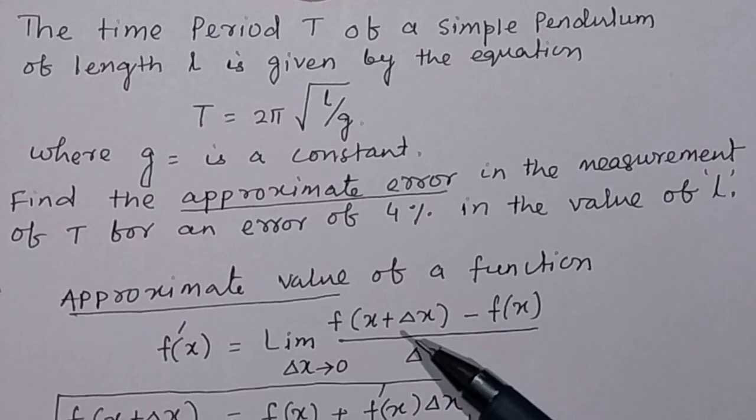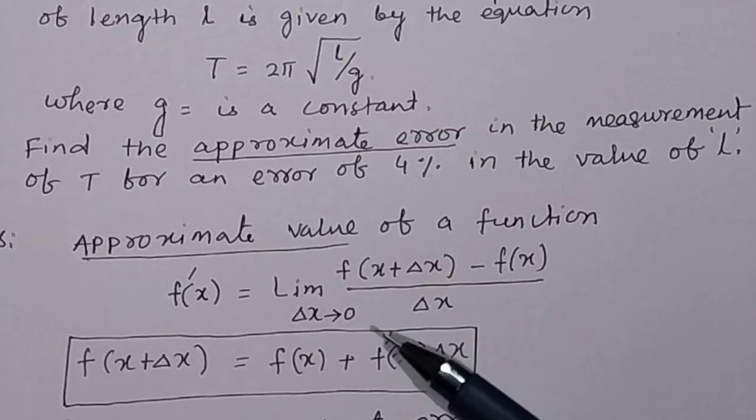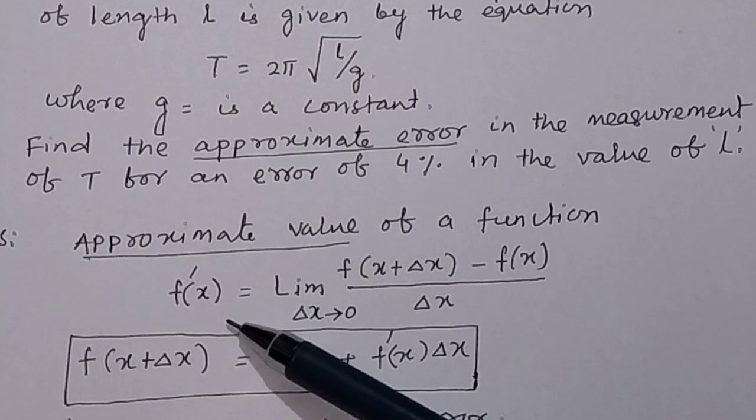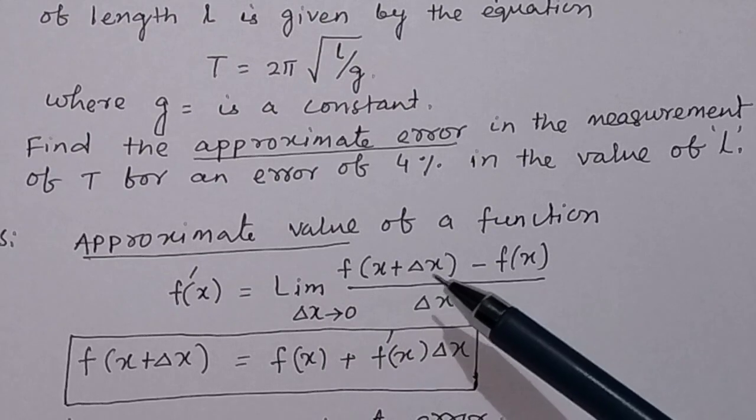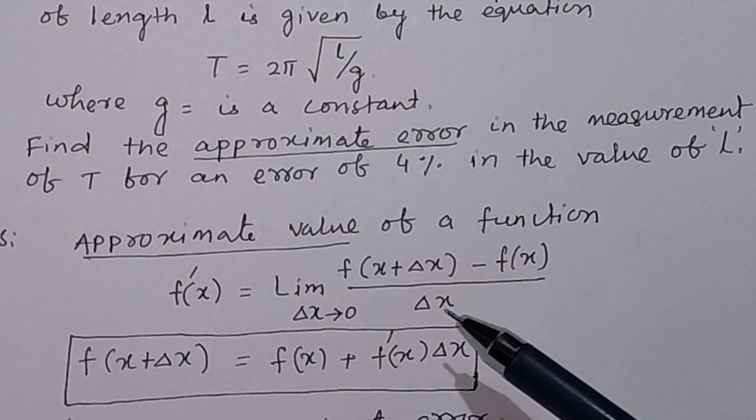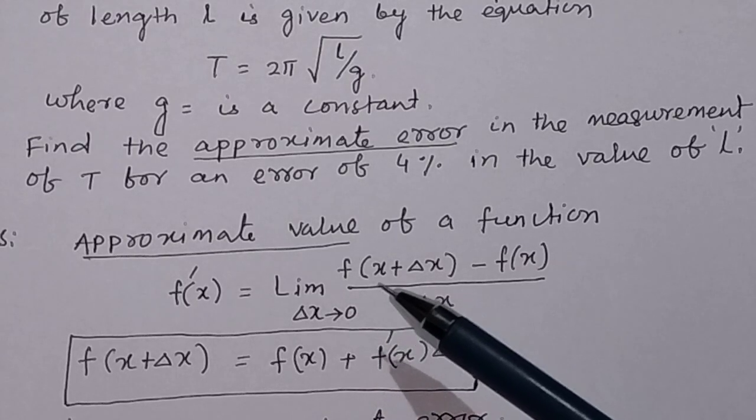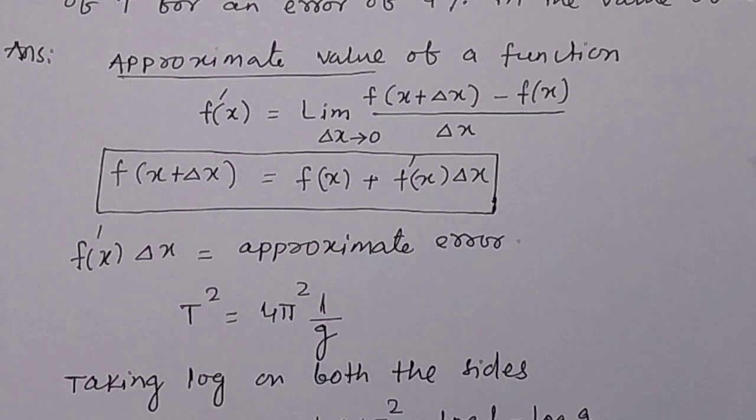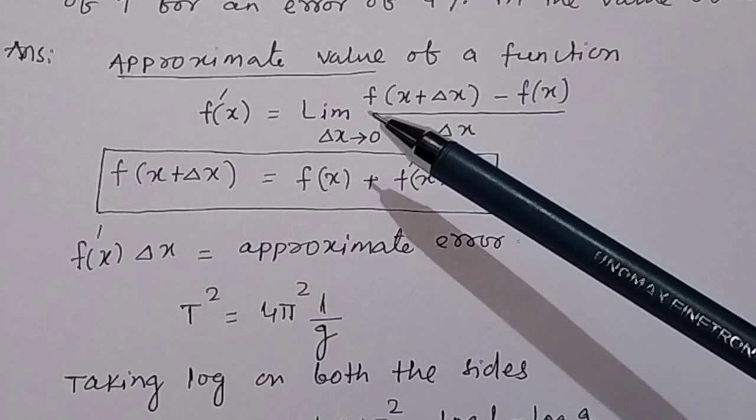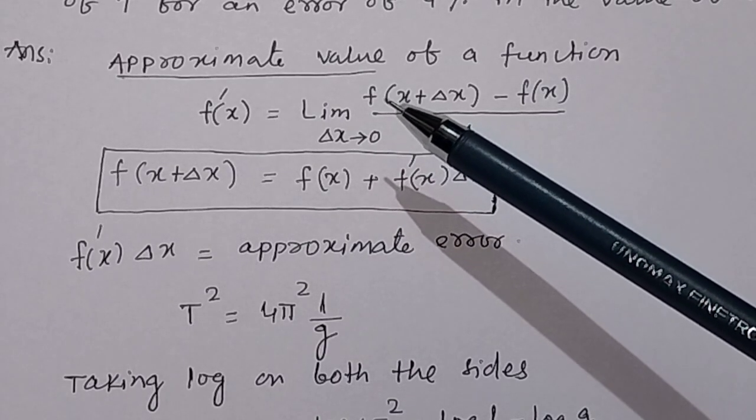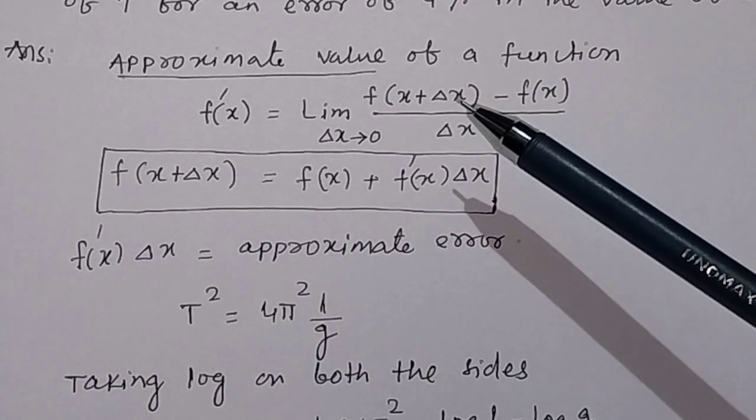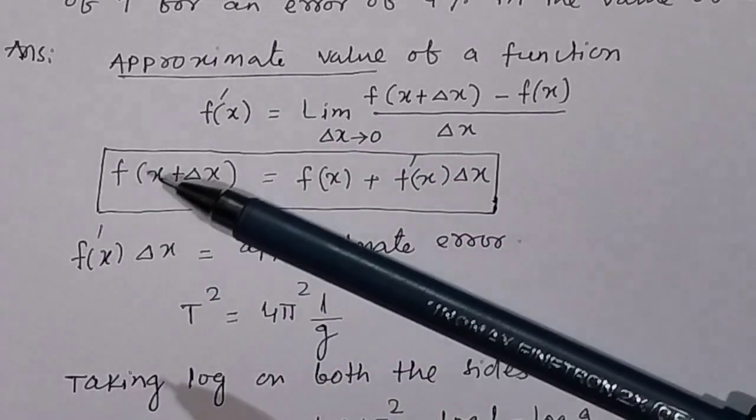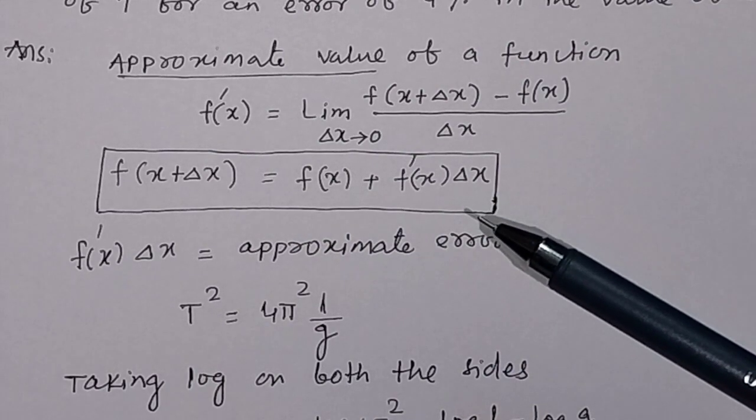The approximate value of a function can be found out from the first derivative, that is the first principle of derivative: f dash x is equal to the limit of f(x plus delta x) minus f(x) divided by delta x as delta x approaches 0, where delta x is the increment in x. If you solve this equation, then the approximate value f(x plus delta x) will be equal to f(x) plus f dash x delta x. So this will be the formula for the approximate value of a function.